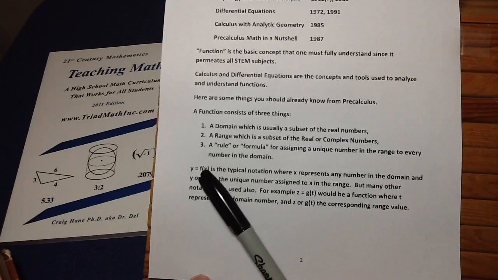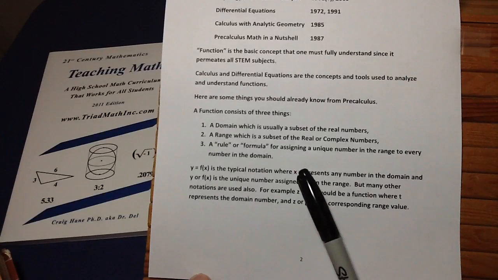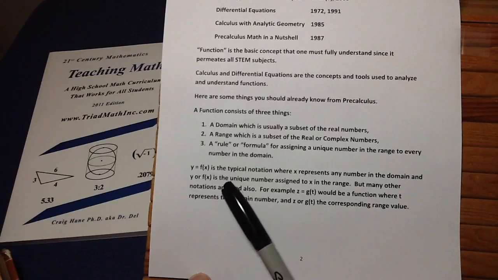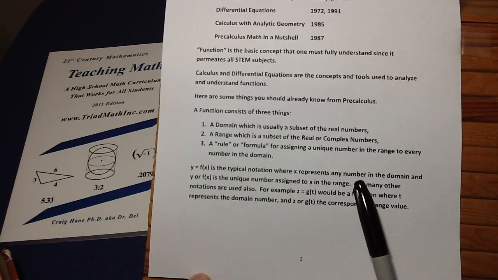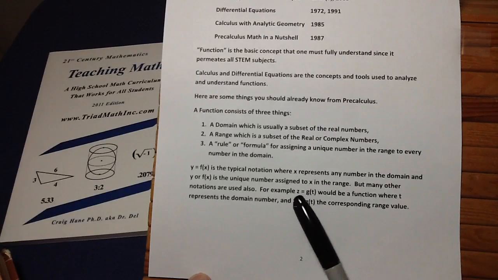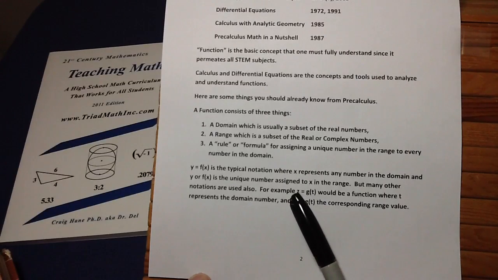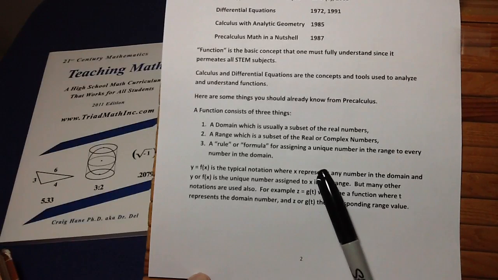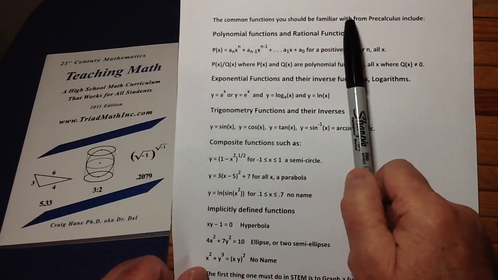y equals f of x is a typical notation where x represents any number in the domain of the function. y, or f of x, is the unique number assigned to x that's in the range. And there are many other notations you can use. z equals g of t, for example, would be the same thing, where t is the independent variable representing a domain element, and z is the dependent variable representing a range element. And you can use lots of different notations, but you get the idea, and this is something you should know from pre-calculus.